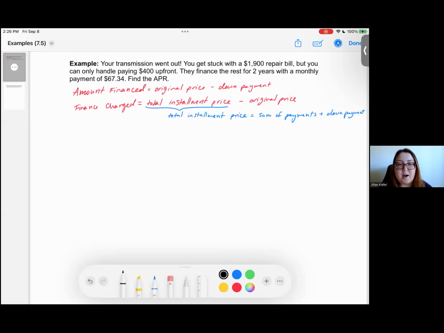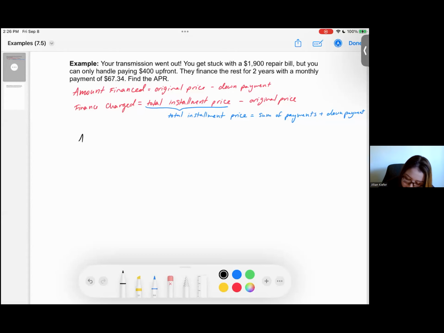As a side note, you'll commonly see finance charge and finance charged used pretty interchangeably. There's really no difference. It's just what type of language they decide to use. So you'll see that kind of bounce around as well. All right. So we can find our amount financed fairly easily. It's our original price minus the down payment, which in this case was $400. That's how much we could pay up front.